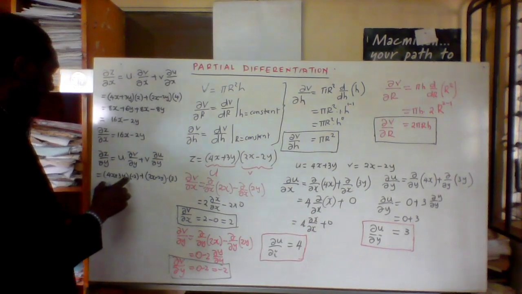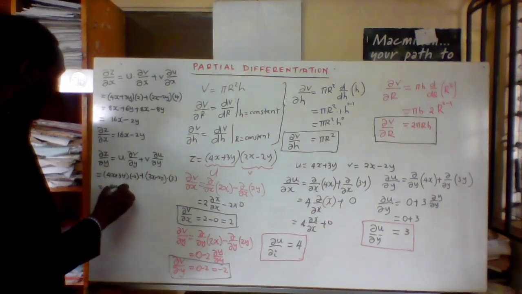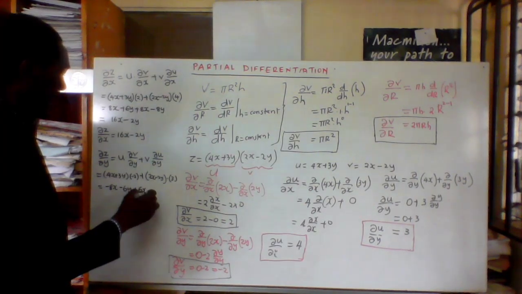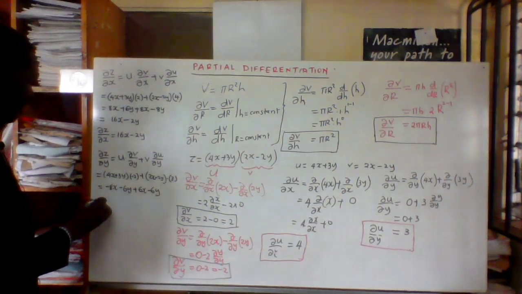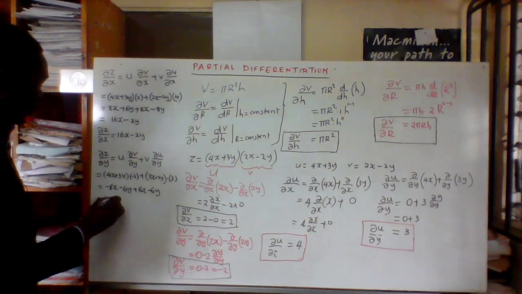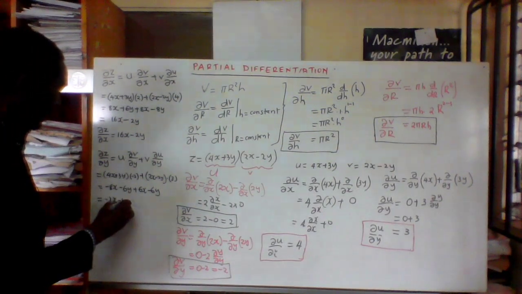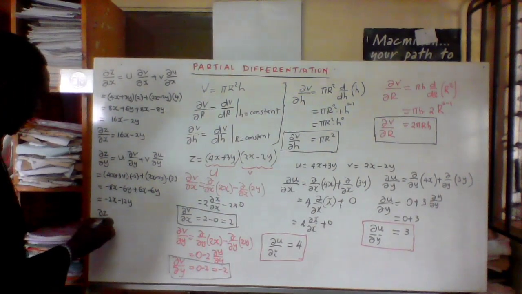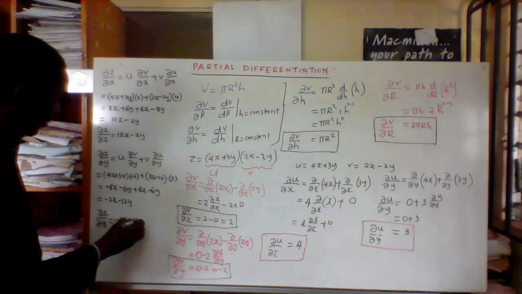Now open the bracket. Minus 2 times 4x is minus 8x. Then minus 2 times 3y is minus 6y. 3 times 2x is positive 6x. 3 times minus 2y is minus 6y. We put like terms together. We have minus 8x plus 6x is minus 2x. Minus 6y minus 6y is equal to minus 12y. That gives us partial derivative of z with respect to y is equal to minus 2x minus 12y.